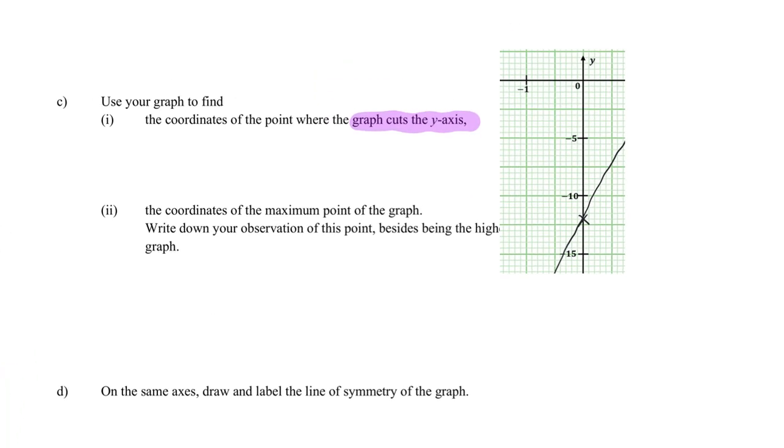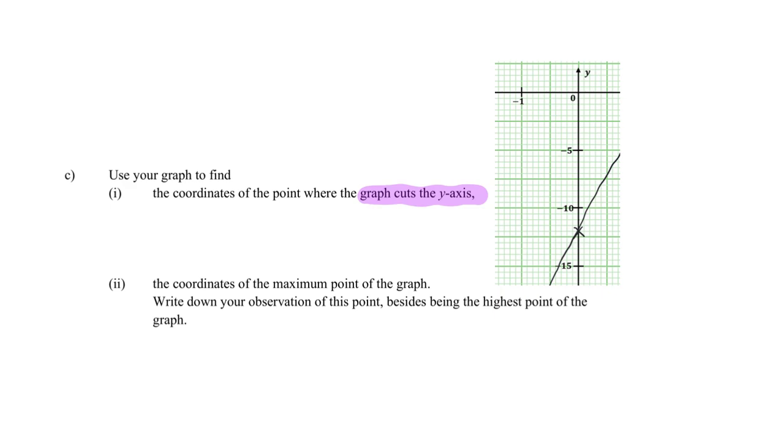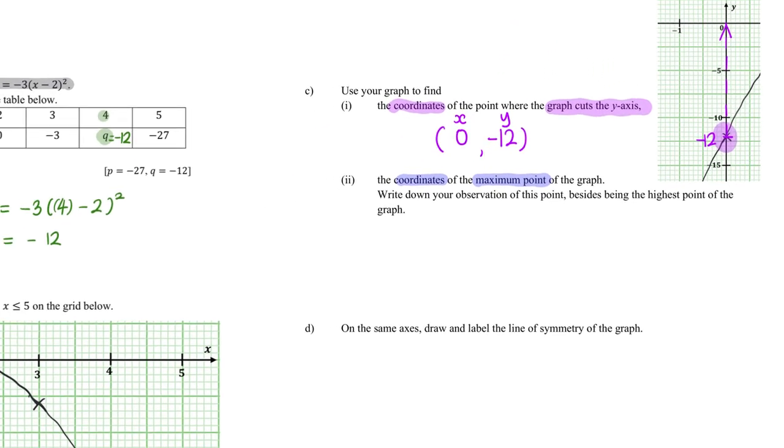Okay, so the point where it cuts the y-axis happens here. So what is the coordinate? Meaning, what is the x and y value? At this point, the x is equal to 0 and the y, as you all know, is -12. So this is my x and this is my y. Coordinates of the maximum point.